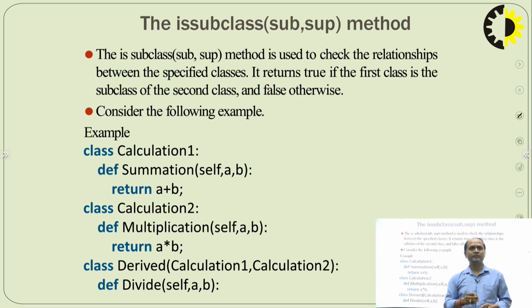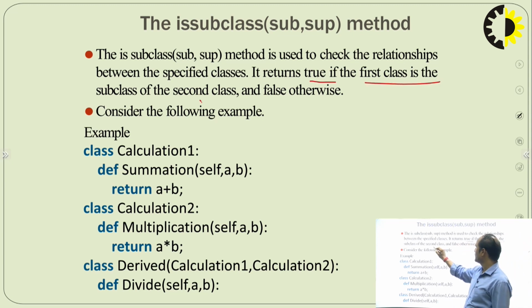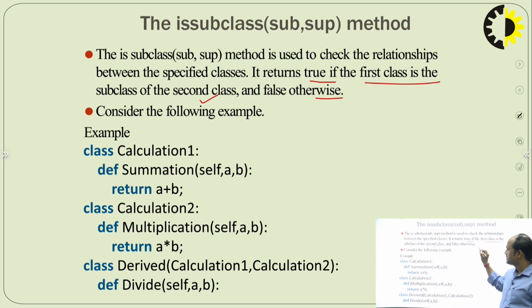Now the concept of superclass and subclass: how we can access, how we can relate the superclass and subclasses, and how we can return the statement from this particular keyword. The keyword is the issubclass method. The issubclass method is used to check the relationship between the classes. It returns true when the first class is the subclass of the second class, or false otherwise. Suppose one class is created, and another class is created, and the first class is the subclass of the second class.